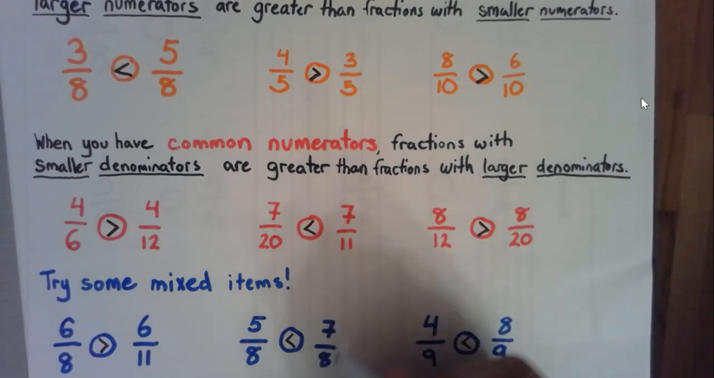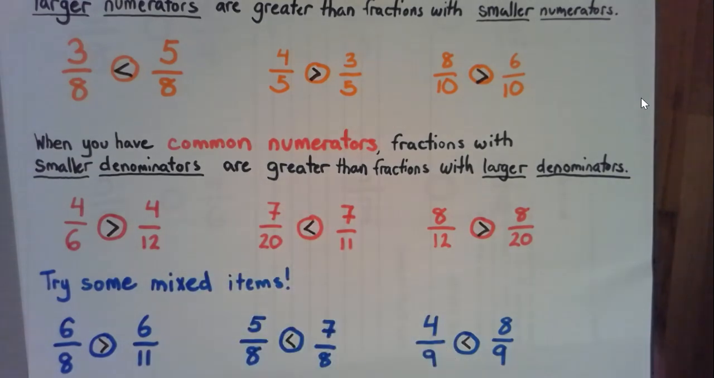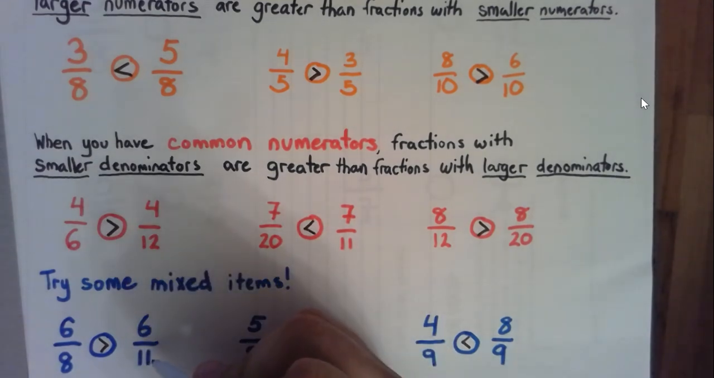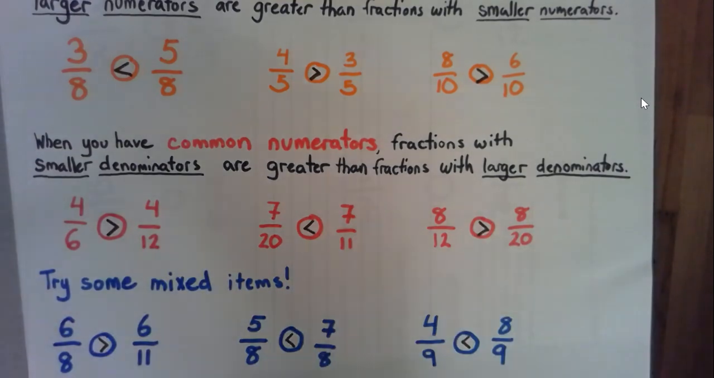7/8, that's 7 out of 8 parts. That's almost one whole. Compared to 5 out of 8 parts, that's much less. 6/11, there's a lot between 6 and the 11 total, versus 6 when you have only 8 total, that's closer to being 1 whole. That could be another strategy for you to use.